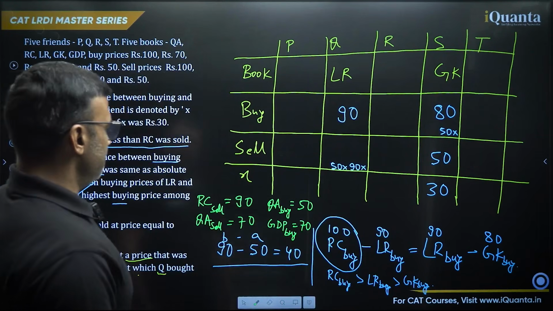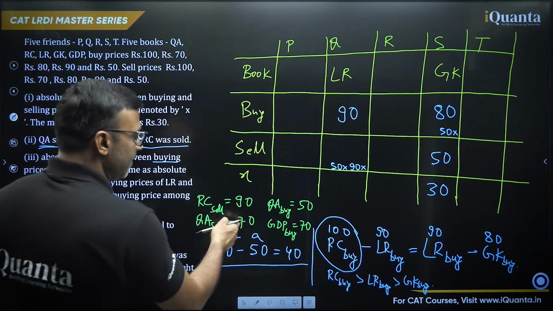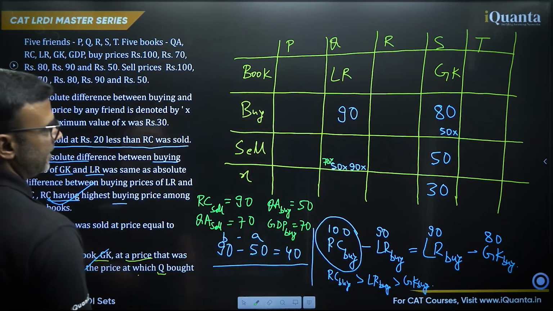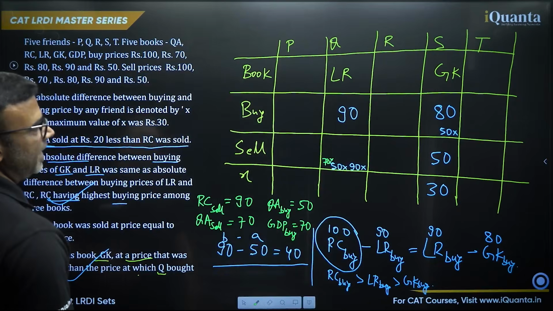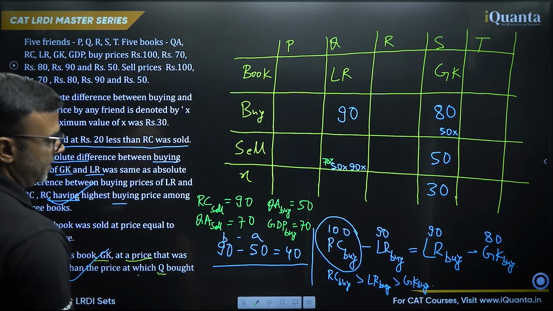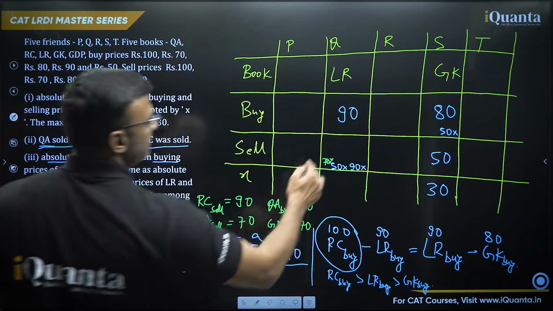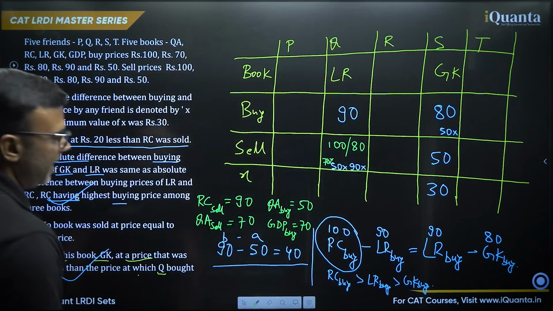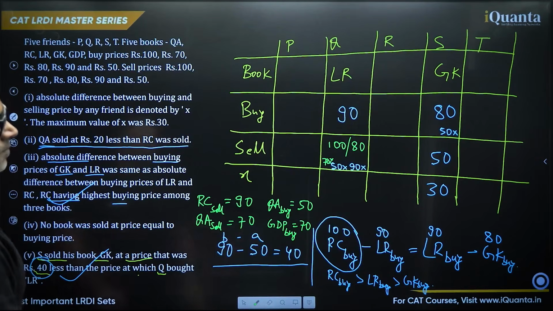No. You see, the QA selling price is already 70, so I can remove 70 from here. So 70, 50, 90, all that is gone. So we have either 100 or 80. Either 100 or 80. Do we have that? No, so there is no clarity. I'll say 100/80. So that's the max that we can do till now.